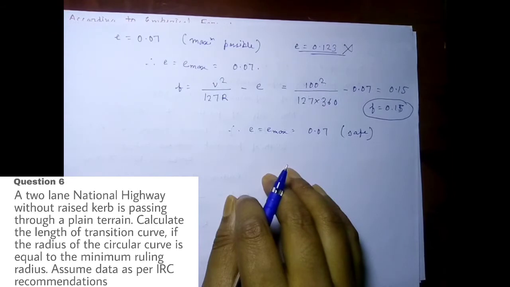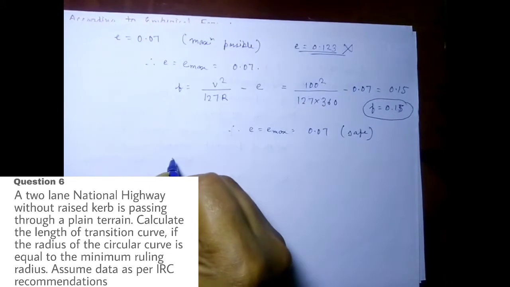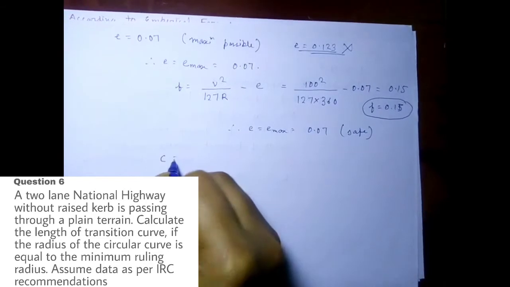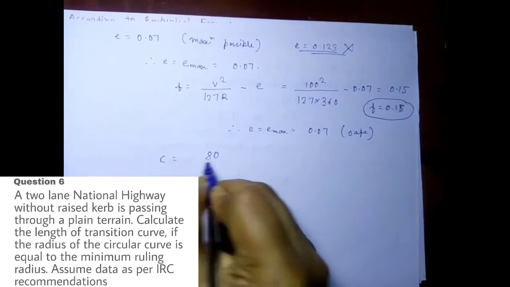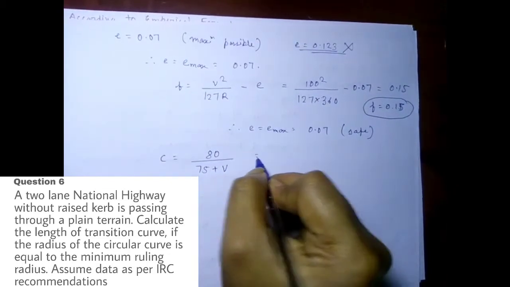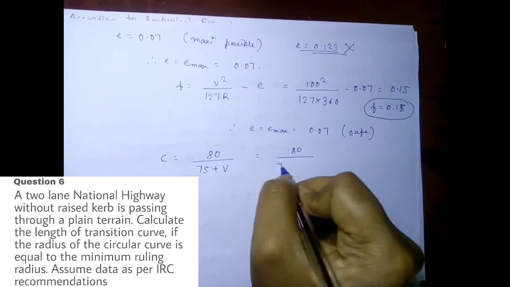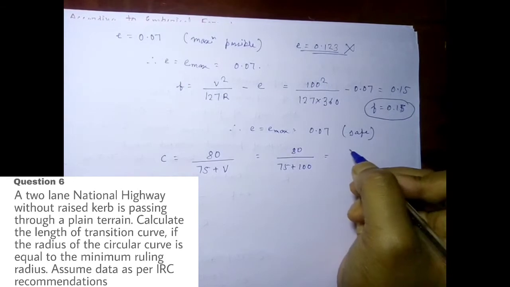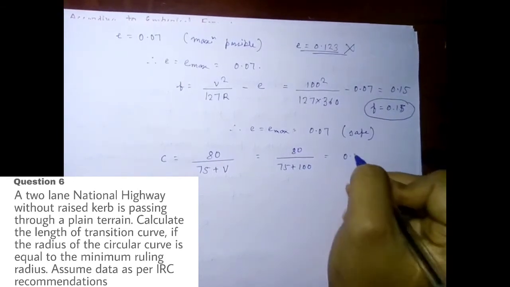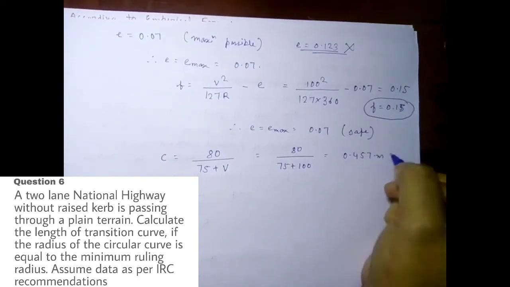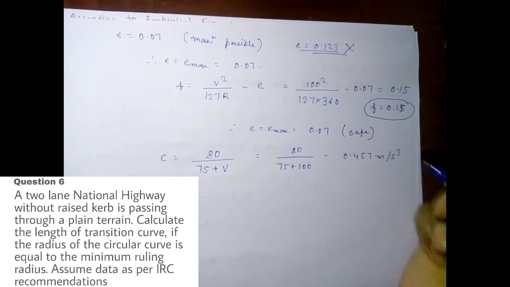So now let's calculate the length of transition curve. So for that we use this formula where C is equal to 80 upon 75 plus V, that is 80 upon 75 plus 100, and thus it gets C as 0.457 meter per second cube, and this is the unit of it.